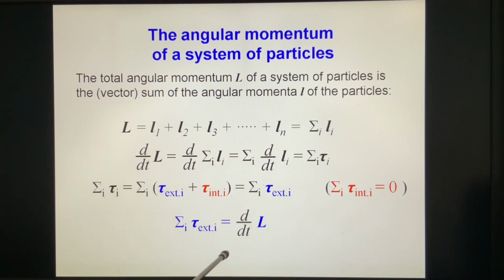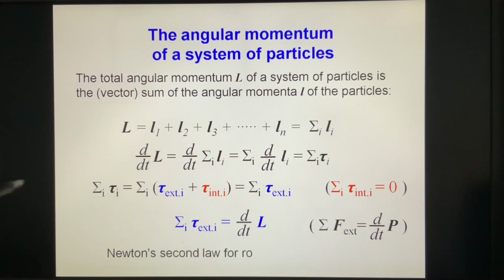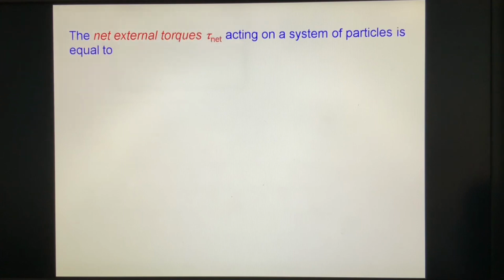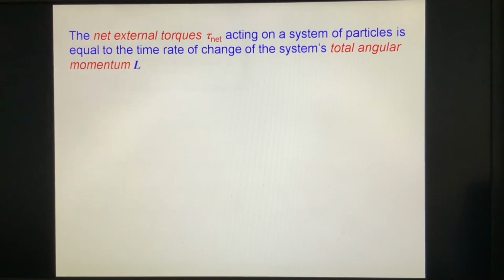This formula is for the angular momentum of a system of particles. It's similar to the sum of the external force equals dP/dt, where the derivative of the system's linear momentum equals the net force. This is Newton's second law for rotation in angular form. The net external torque acting on a system of particles is equal to the time rate of change of the system's total angular momentum L.